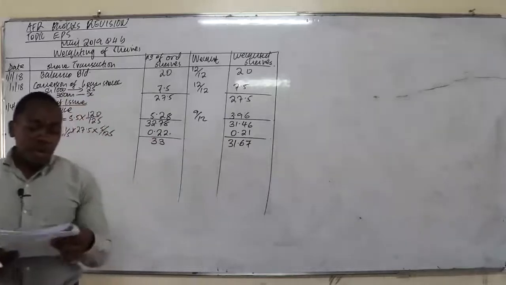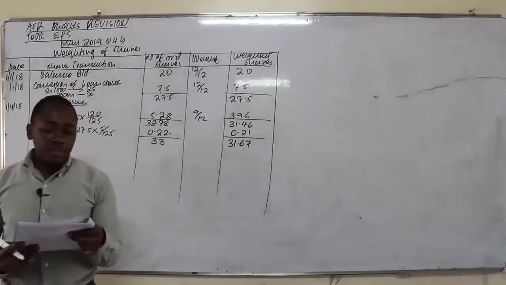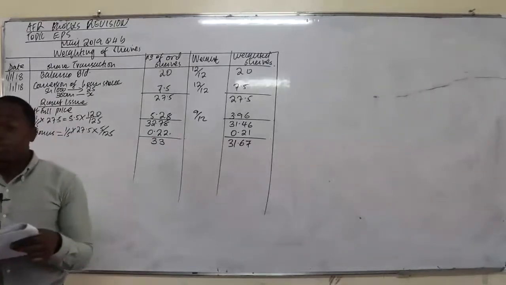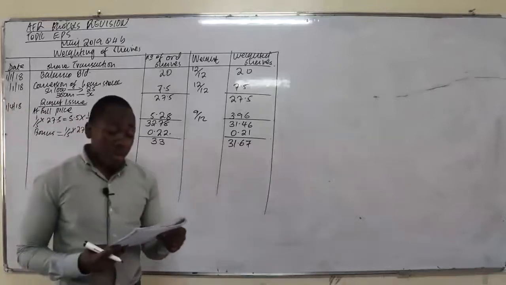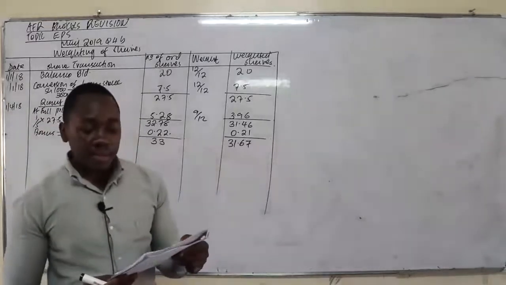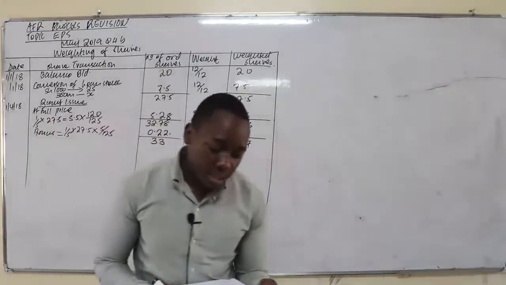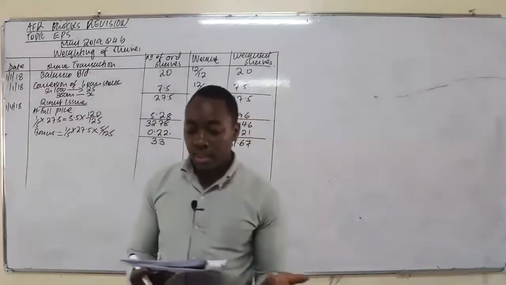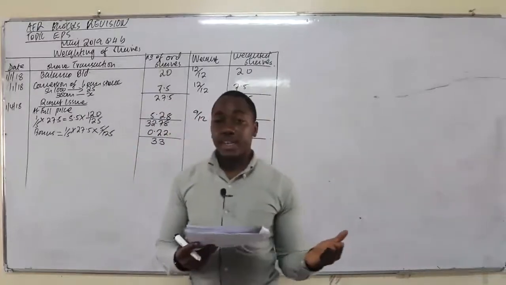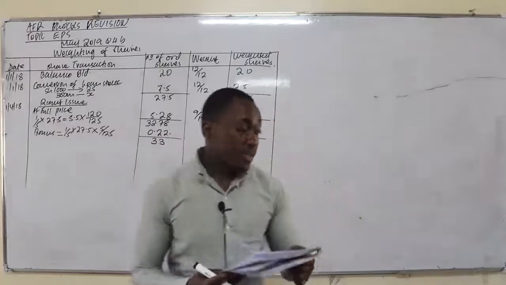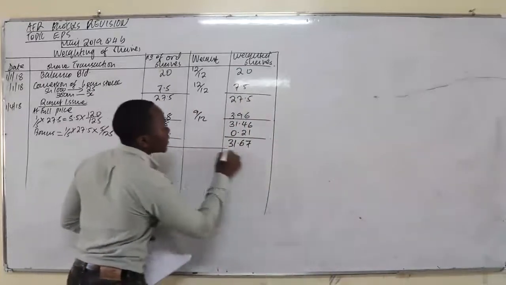Number four. Meanwhile, on 1st April 2018, the company granted its employees an option to buy 4 million ordinary shares at a strike price of 120 per share. No employee had exercised their right by 1st December 2018. The average market price of the ordinary share during the year 2018 was 120. Yeah, that's the share option. So that's another potential ordinary share. The corporate tax rate was 30. So I think we are through with weighting of shares.